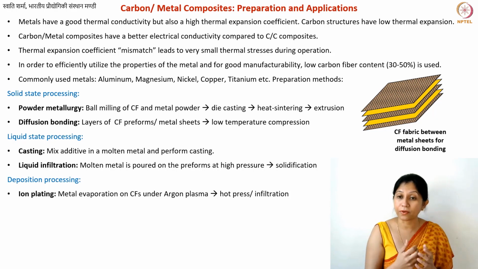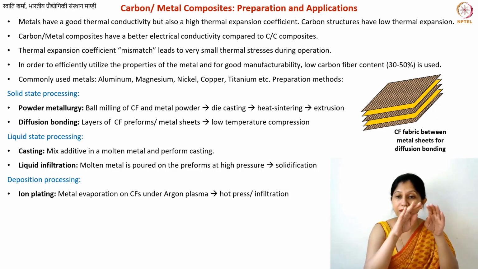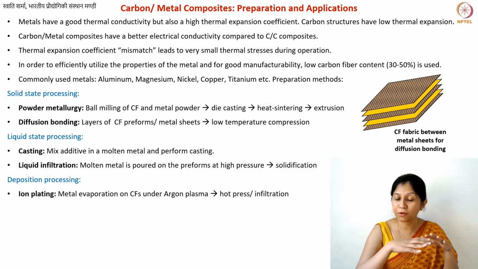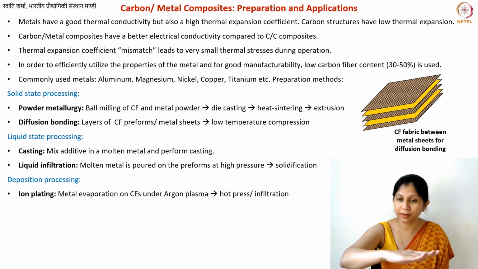Now you would like to further process it. So what you can do is hot pressing, so you give it a certain shape. Let's say you wanted to make a hollow cylinder out of this. You can take one carbon fabric, perform the ion plating, and now you can give it a certain shape. Or if you just want to use the sheet, then you can perform hot pressing.